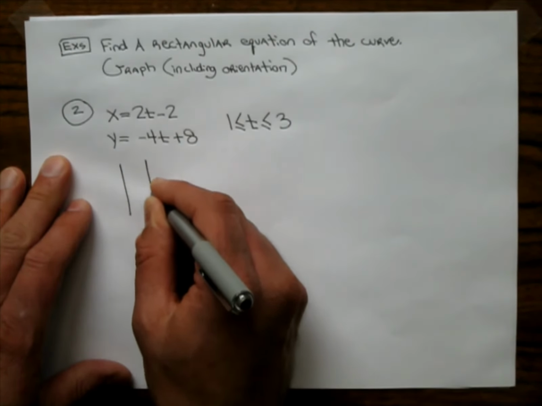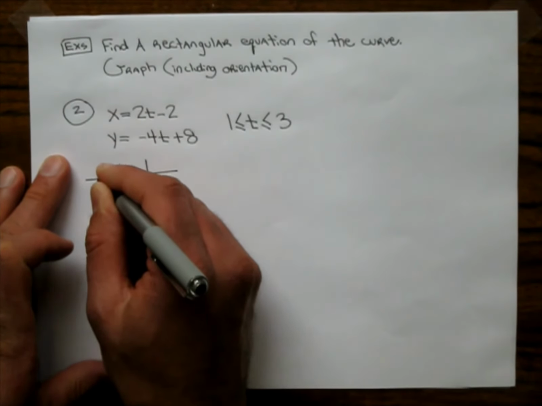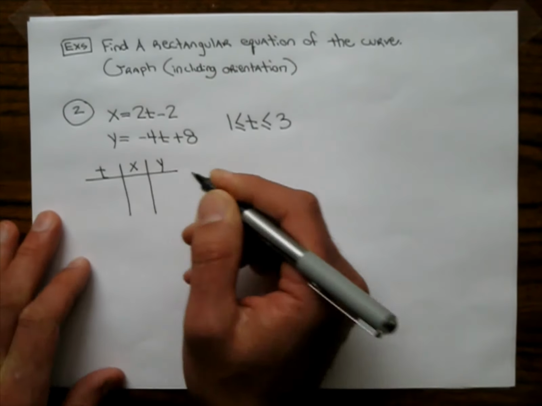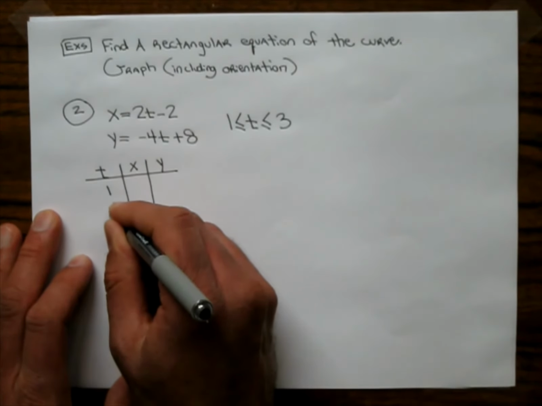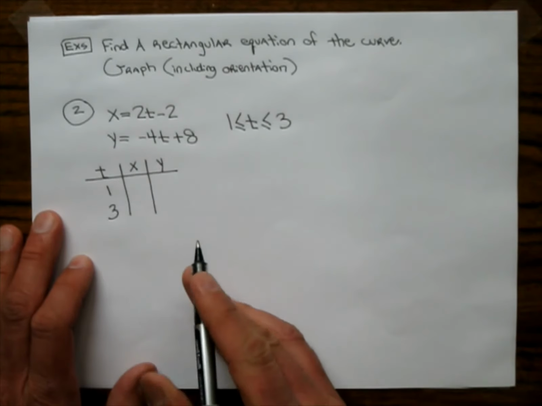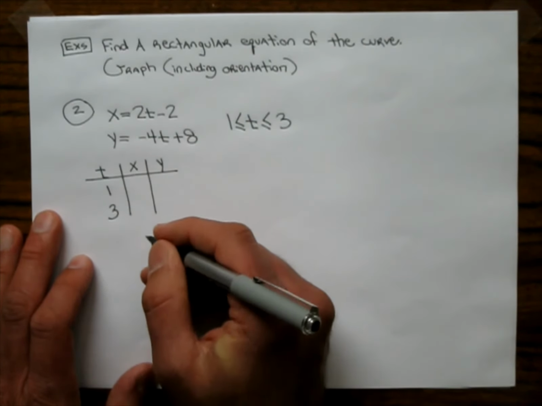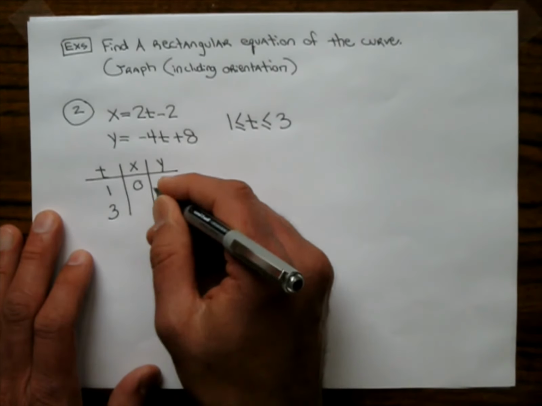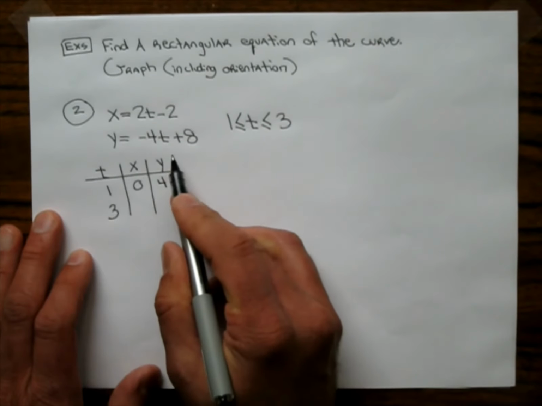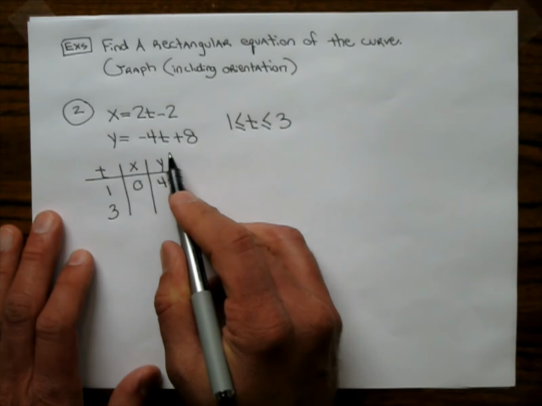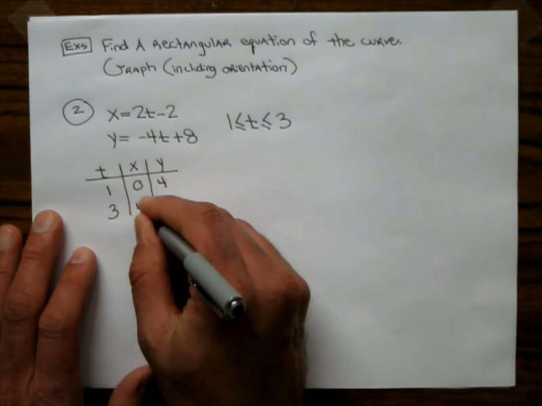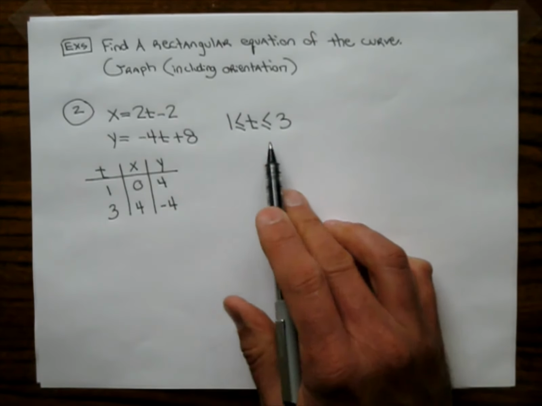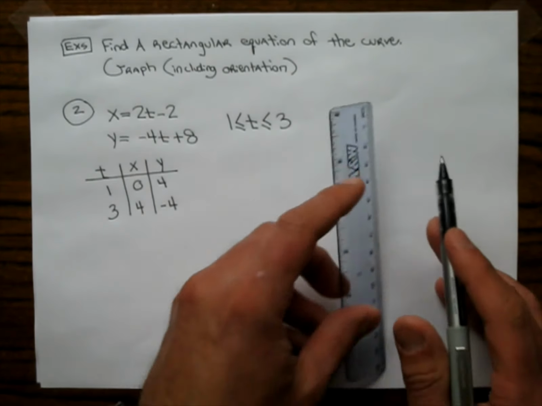I'm just going to go like this. I have t here, x there, and y there. And I'm going to put 1 here and 3 there. And so I'm kind of copying what I had here. When I put 1 in for t, I end up getting 0, 4. And when I put 3 in for t, I end up getting 4, negative 4. So the times can only be between 1 and 3.